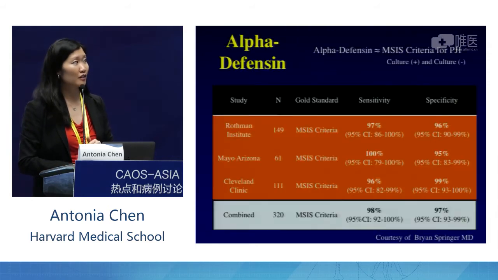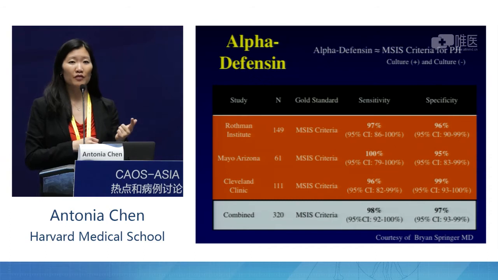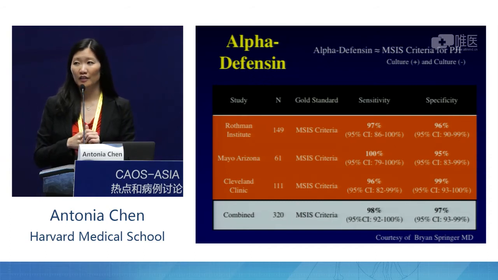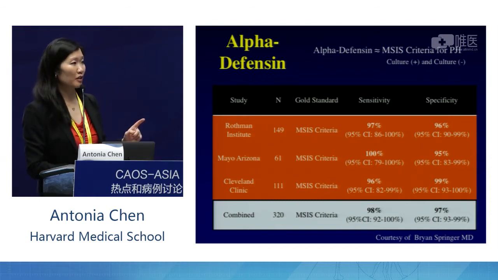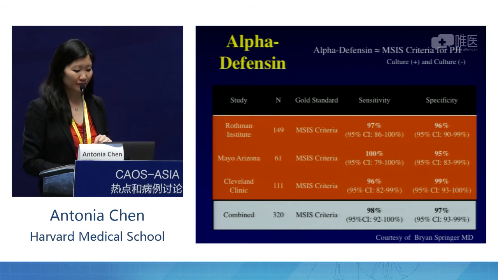How does alpha defensin do? Does pretty well. The sensitivity and the specificity are high in alpha defensin. The first one was done at the Rothman Institute where the alpha defensin was found, but it's been validated at other centers.